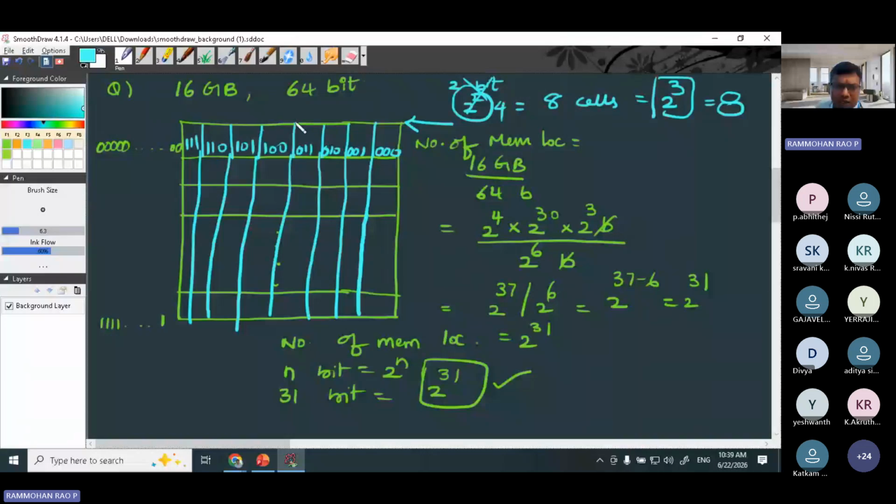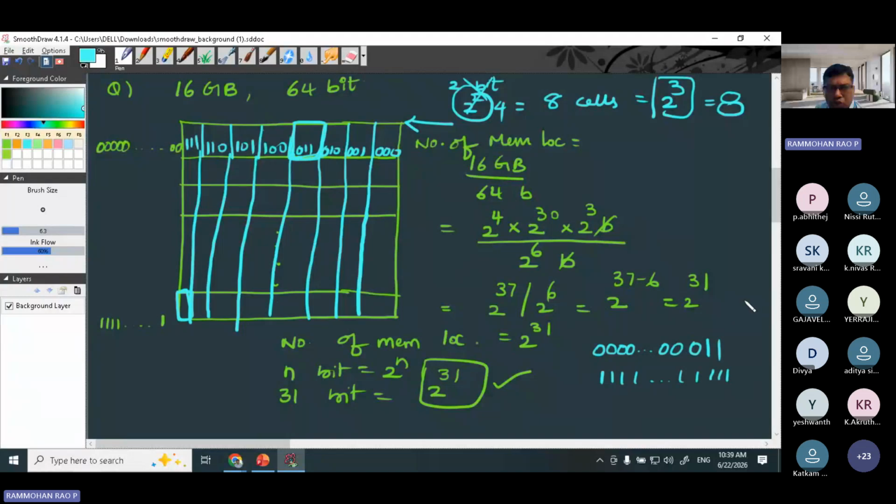For example, please observe this. Suppose in this location I have some data which I need to access. What is the address of this location? It is 31 zeros followed by 011. Suppose my data is in this last location, then what will be the address of this last byte? 31 ones followed by 111. Am I correct? 31 ones followed by 111.